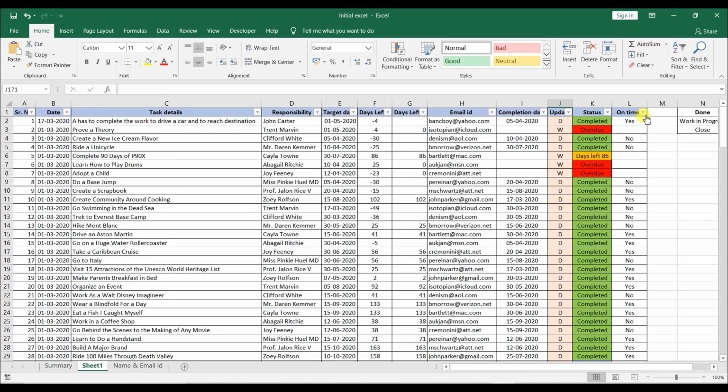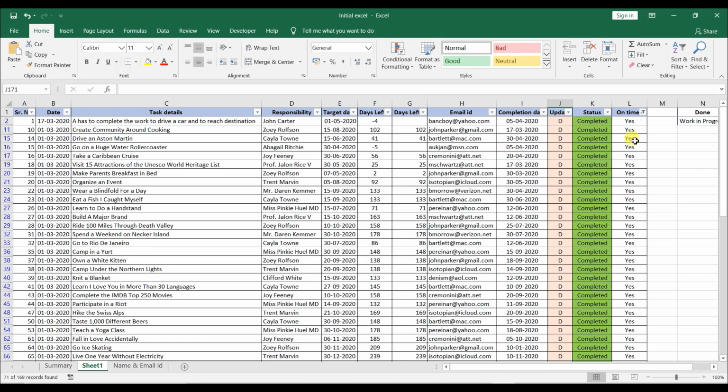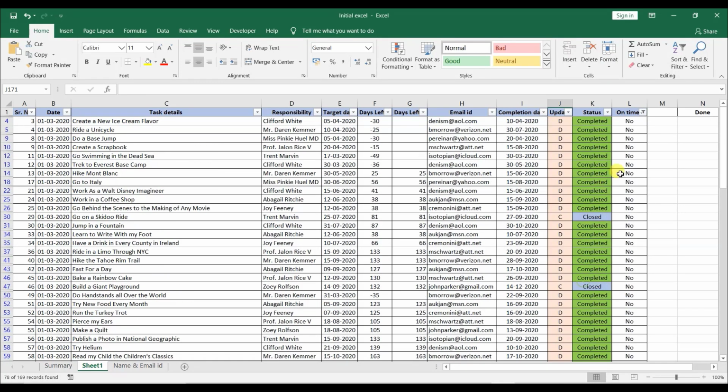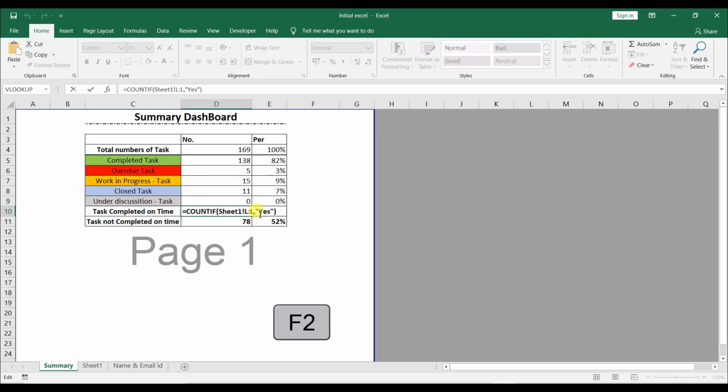So under Sheet 1, under the L column, which has the year values, it will give us the values which are completed on time. And the values which are no, we can consider as not completed on time. So how will we calculate? Just press F2, you can see this equation.